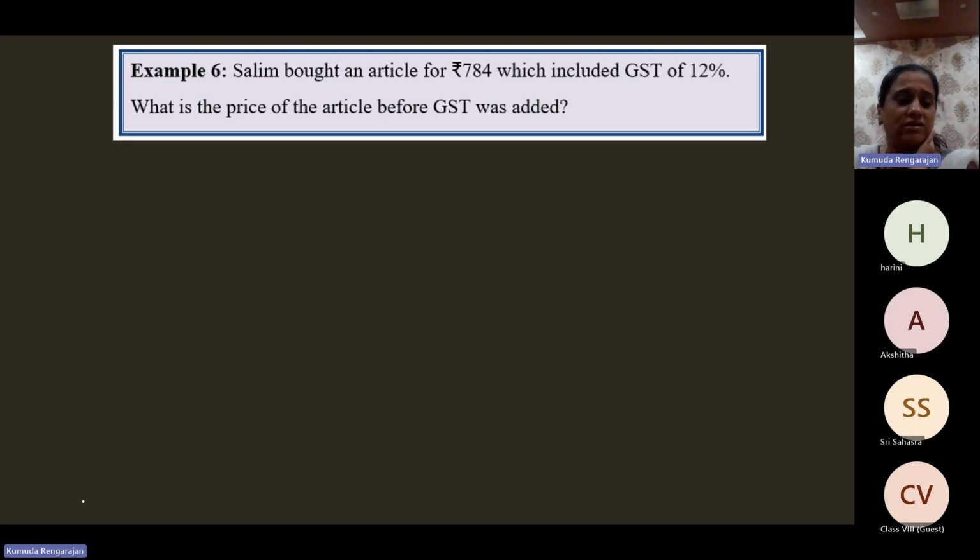You said something, Anirudh, but to the extent I understood, I think you were wrong. Just listen to me, all of you. Salim bought an article for rupees 784, which included GST of 12%. So that means that's the final price he paid. 784 is the price he paid at the counter, which included 12%.